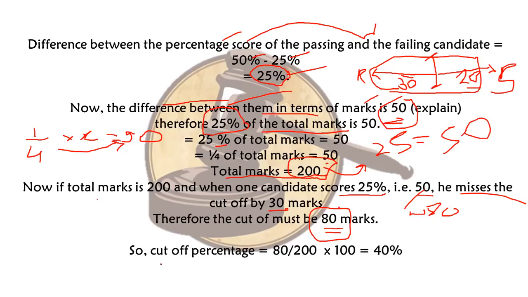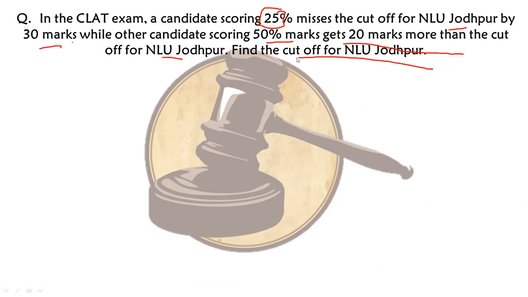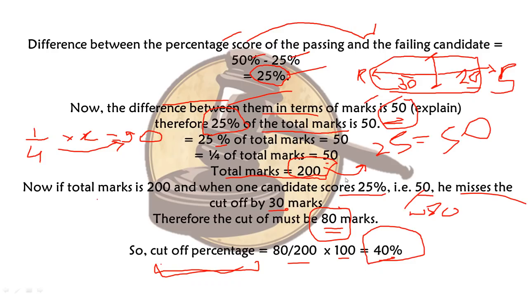So now basically what you do is find out how much percent of 200 is this 80. So 80 divided by 200 is equal to 40%, which is your answer. So the answer to find the cutoff for NLU Jodhpur is 80 marks, and in terms of percentage, it is 40% of the total marks.